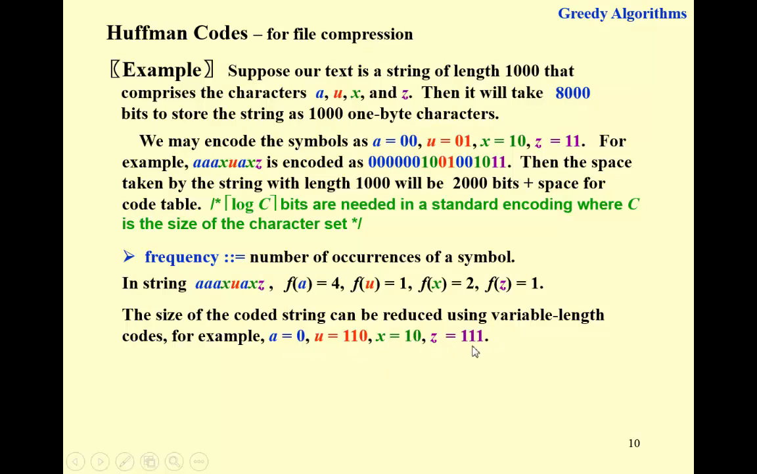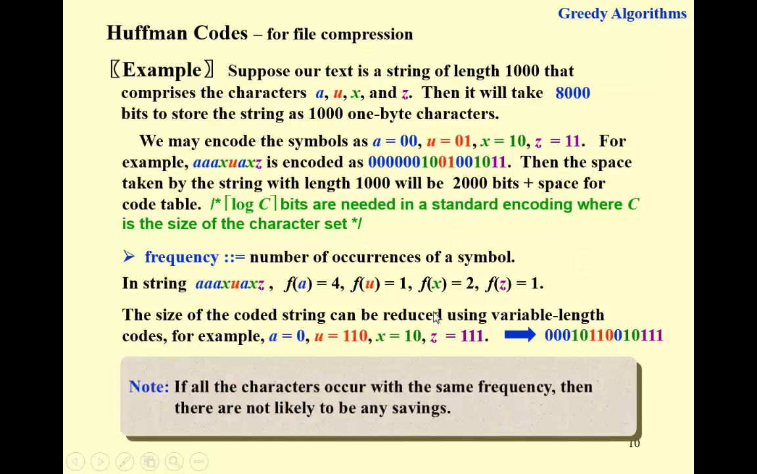And with this set of codes, what do we get? So this string will be encoded into a string like this. And if we compare the string length of this one and that one, obviously this solution is better. But here's one question. In which case is there unlikely to be any improvement at all? Here, if all the characters occur with the same frequency, then there are not likely to be any savings, right?